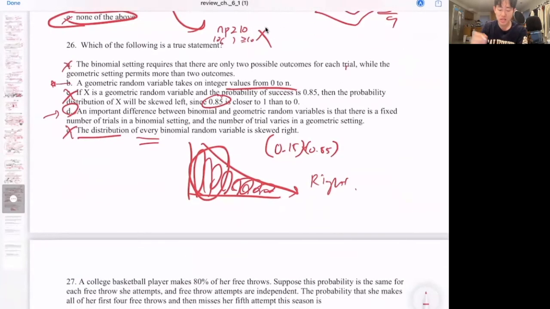To answer B, a geometric random variable takes on integer values from 0 to n. I believe the geometric random variable actually can start from x equals 1 to n. So you can say I'm counting trials starting from 1 all the way to n. So therefore, this is not going to be the correct choice here.